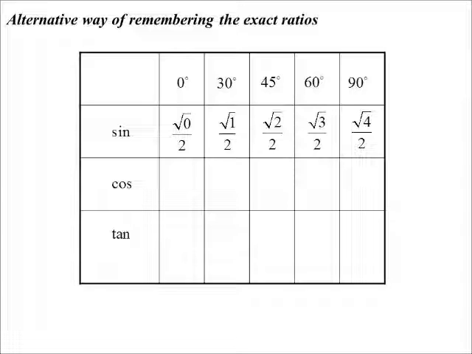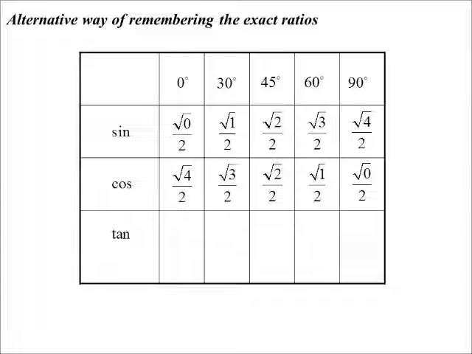Whilst we don't always write it that way, I mean, sine of 90 we don't normally write as square root of 4 on 2, but the square root of 4 is 2, 2 on 2 is 1. There's the ratio. Cosine goes the other way down. So it starts at the square root of 4 and goes down. Square root of 3, square root of 2, square root of 1, square root of 0.